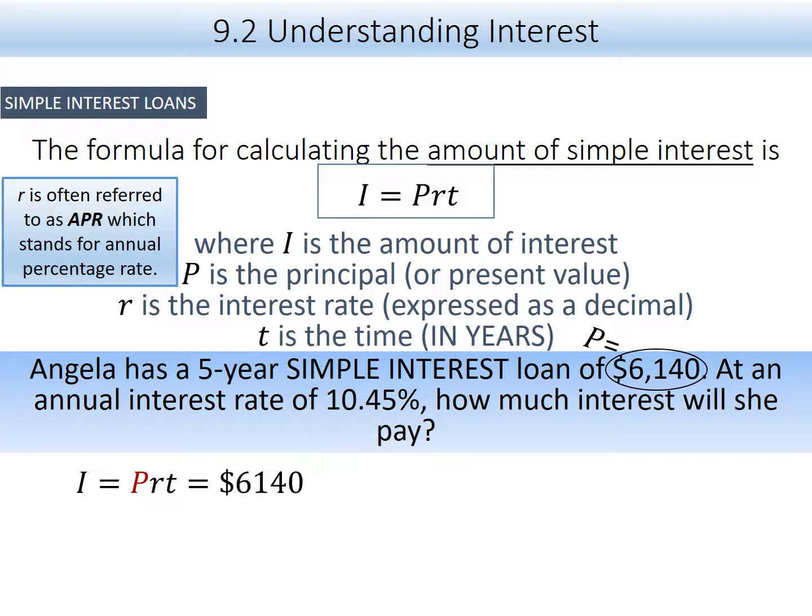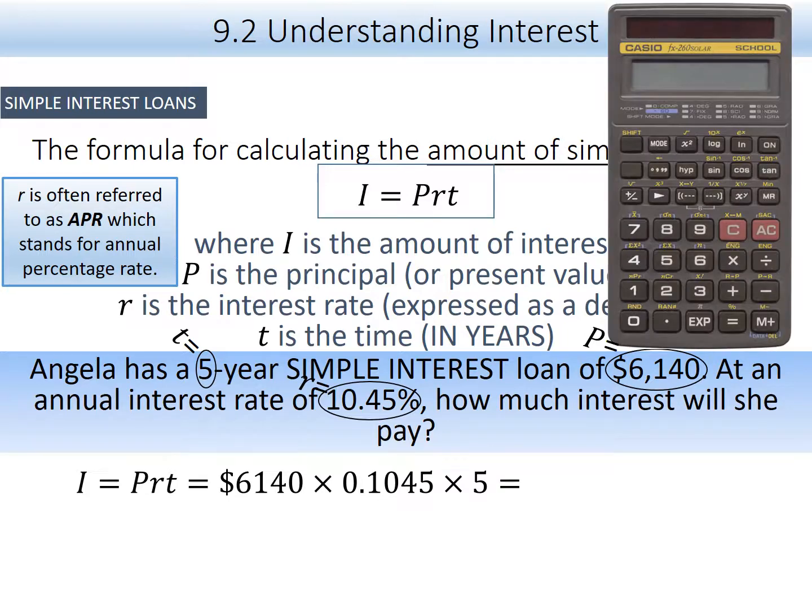The principal is $6,140. The interest rate is 10.45, so as a decimal, you move the decimal point 2 places to the left, and you get 0.1045. The time is 5 years. And if you plug this in the calculator, you get 6140 times 0.1045 times 5 equals, and you get 3208.15.